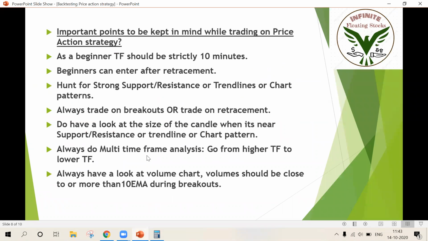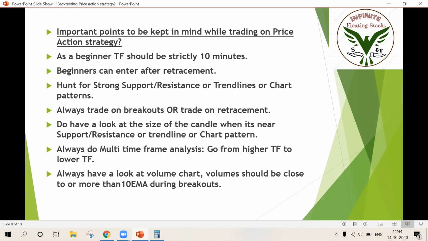So always do multi time frame analysis, go from higher time frame to lower time frame. I'll be explaining multi time frame analysis in later sessions. But yes, you need to find strong support and resistance levels in higher time frames as well, because higher time frames are stronger than lower time frames. For example, if you draw support, resistance, trend lines, and chart patterns in a higher time frame, those will be much stronger than levels drawn in a lower time frame. I repeat, levels drawn in higher time frames are stronger than levels drawn in lower time frames.